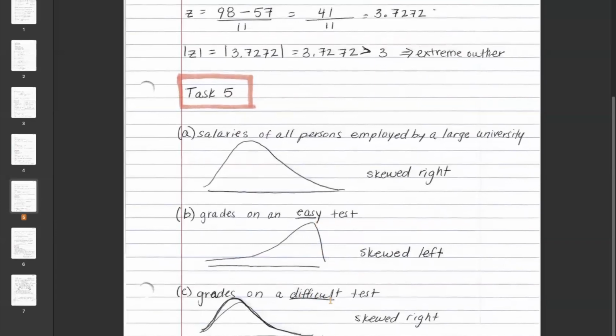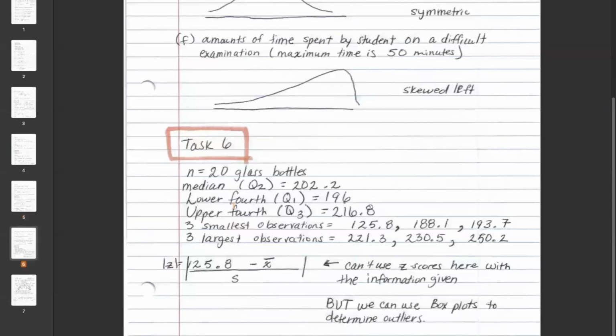Then grades on a difficult test are going to be the opposite, where you'll have more students with lower scores because it's difficult, and then you'll have a few students that still score really high. So that's going to be skewed to the right.